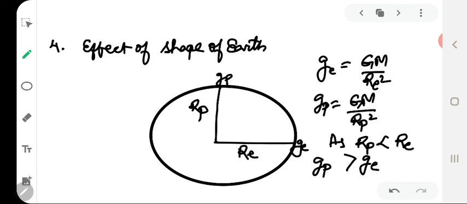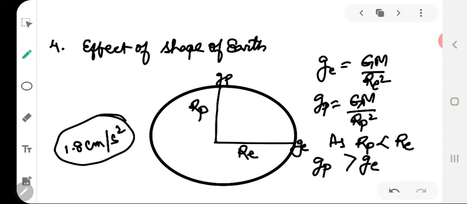At sea level, the value of acceleration due to gravity at poles is greater than its value at the equator by 1.8 centimeter per second square. I repeat, at sea level, the value of acceleration due to gravity at poles is greater than its value at the equator by 1.8 centimeter per second square.